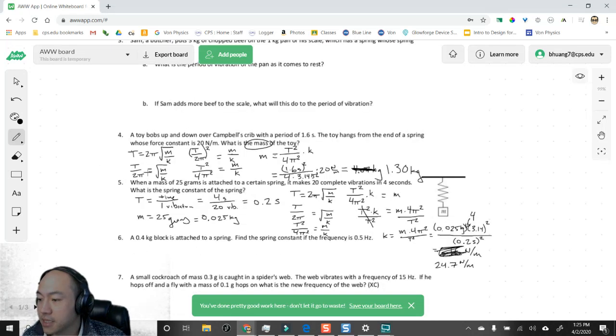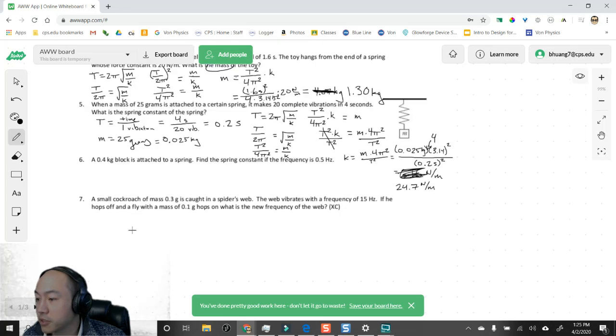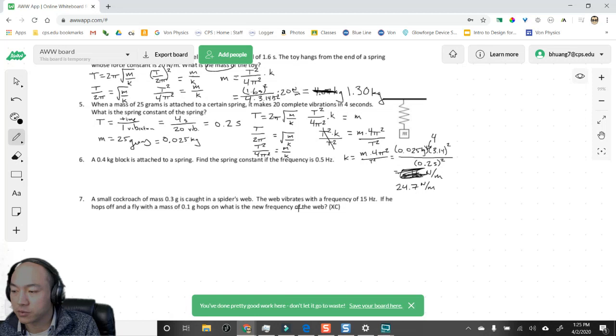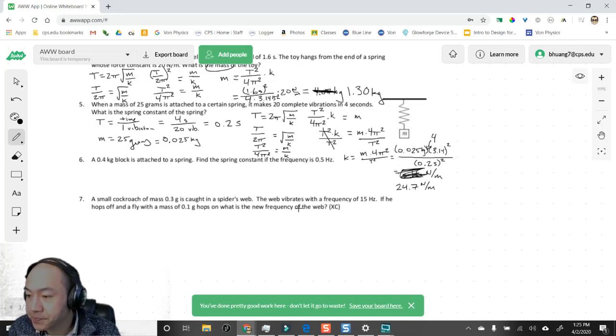So number 6 is the same problem using the same equation, and then number 7 is extra credit, but I'll give you a hint here that you don't actually have to do all the problem, but one way is to solve for k and then use that for this new mass. And I'll post solutions here shortly as well for how to do those.